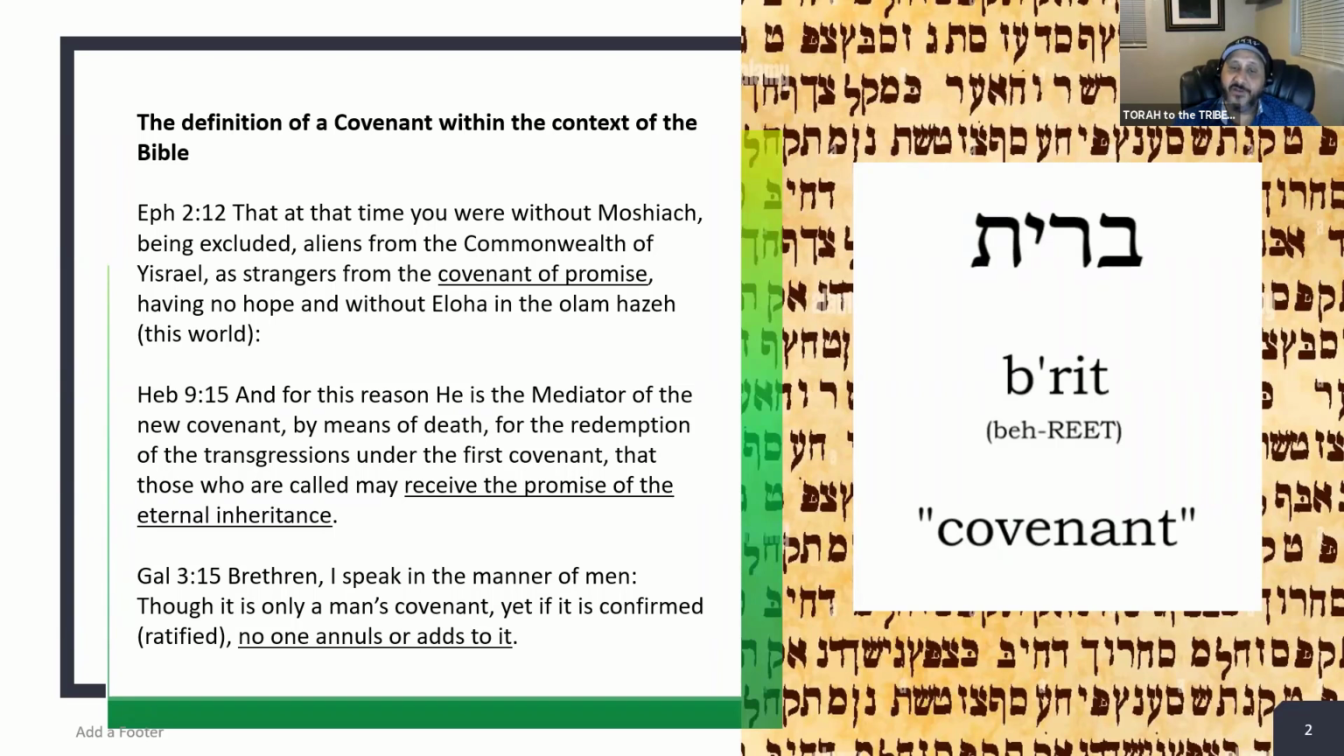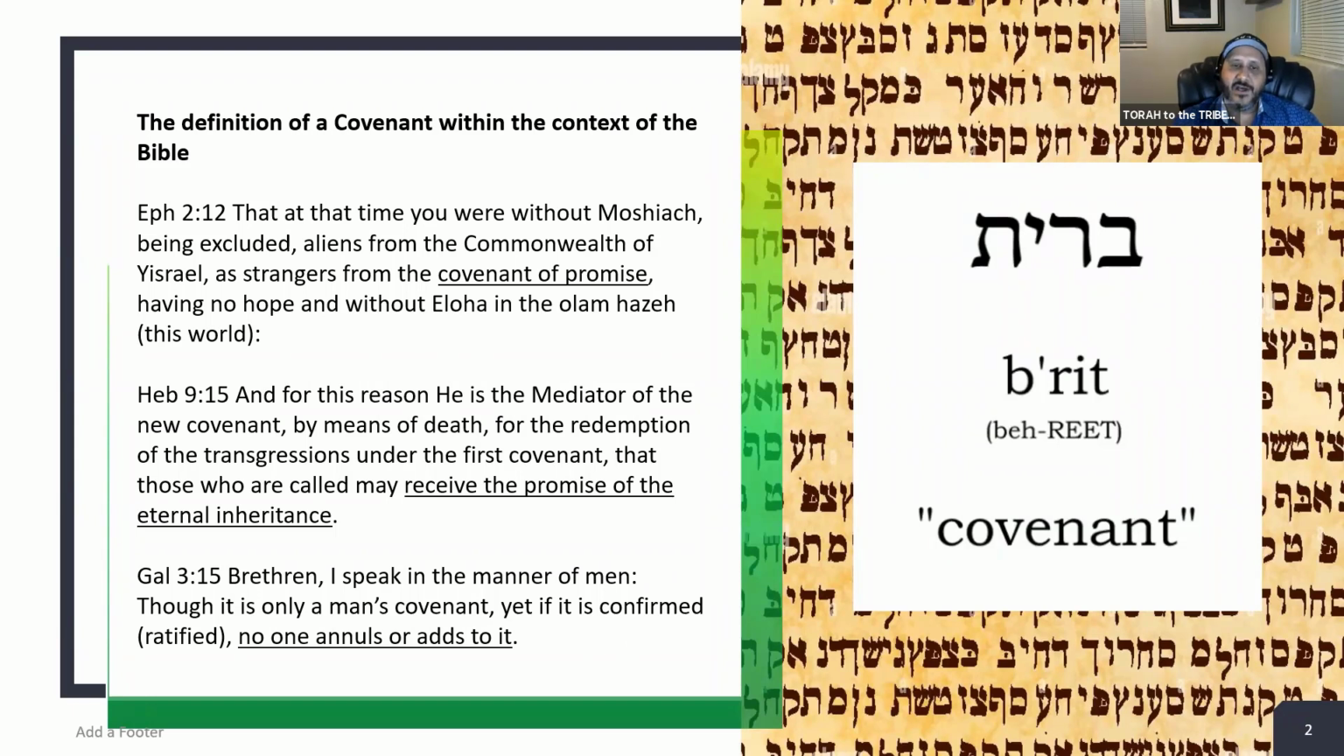Now, once a covenant is confirmed and ratified with blood, one cannot add or take away from it. This is a stipulation of a covenant that with certainty leads us to understand that the covenant that was ratified at Mount Sinai in Exodus 24:11 was declared complete, and no other law could have been added to it.